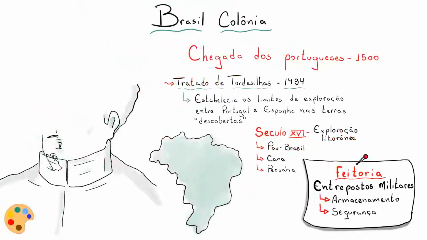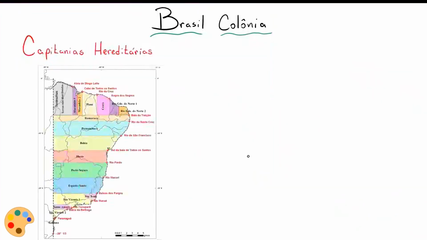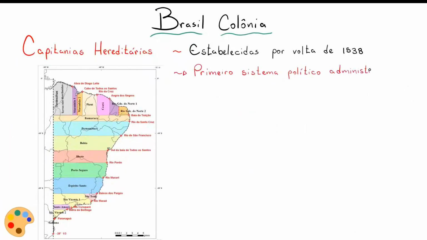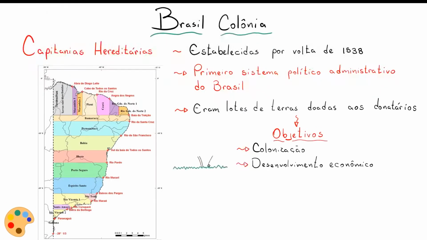Around the year 1538, the system of hereditary captaincies came into effect in the colony, which was basically the first form of territorial organization in Brazilian territory. They were basically a political administrative system, right? It was the first political administrative system in Brazil organized through plots of land that were donated to the so-called grantees with the goal of colonization and economic development, right? Of exploiting the riches of the colony.